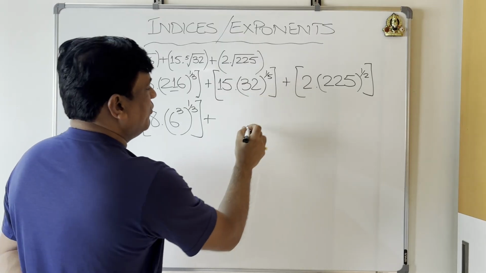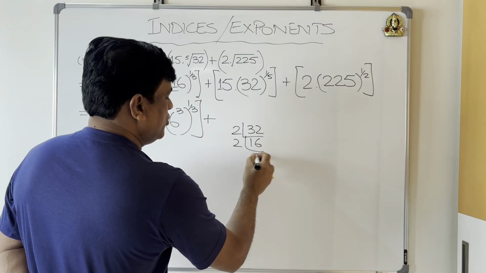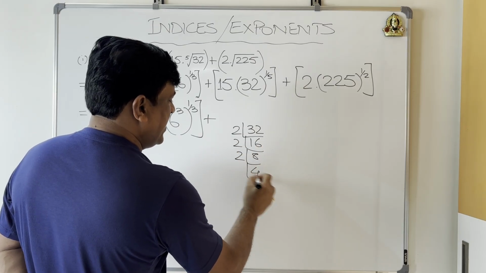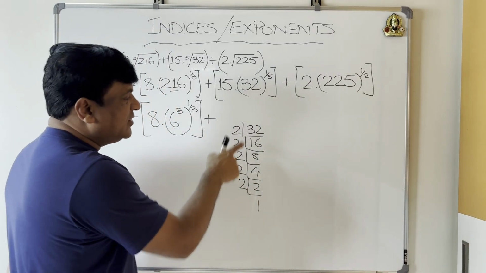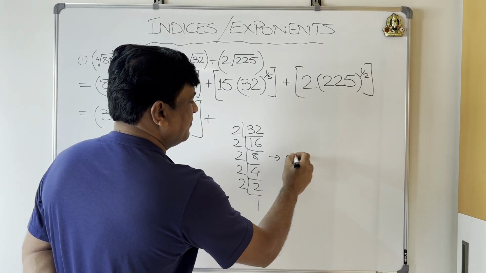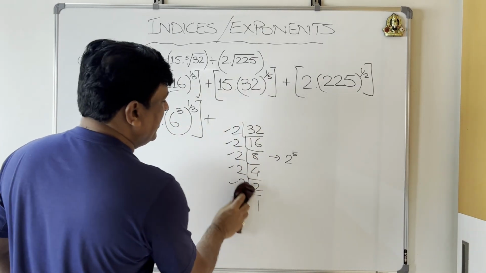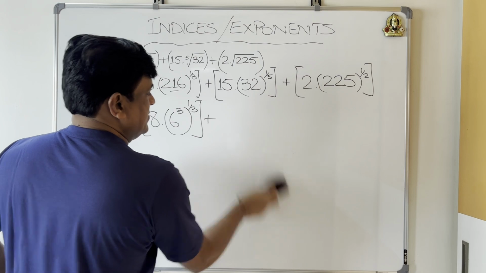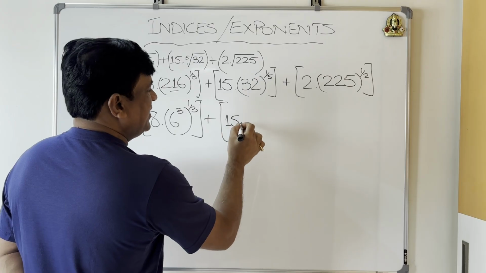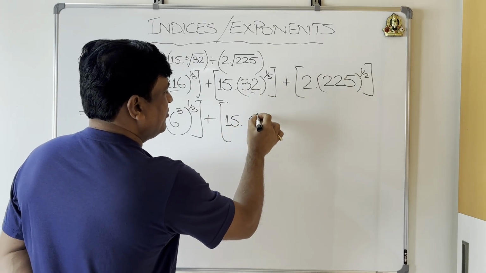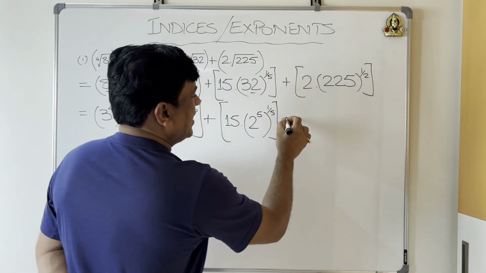Similarly, I have a 32 over here. Find the factors of 32. 2 16s are, 2 8s are, 2 4s are 8, 2 2s are 4, 2 1s are 2. How many 2s did you get? 32 can be written as 2 to the power 5. If you see, 1, 2, 3, 4, 5. Make sense? So I'm going to replace 32 by 2 to the power 5. Now similarly I write this 15, which is outside, times 32 replaced by 2 to the power 5, whole to the power 1 by 5. Close the bracket. Now I come back here.